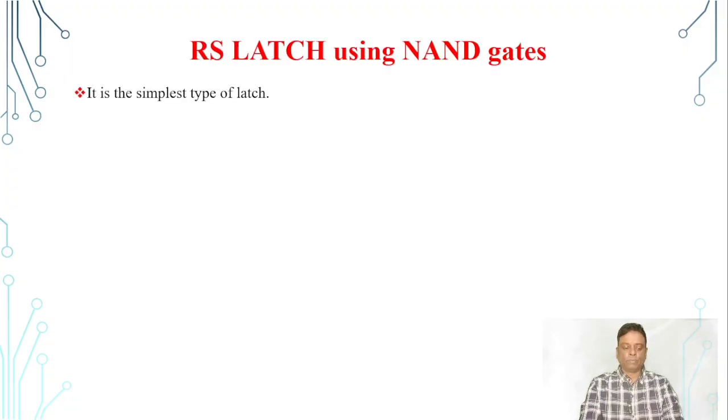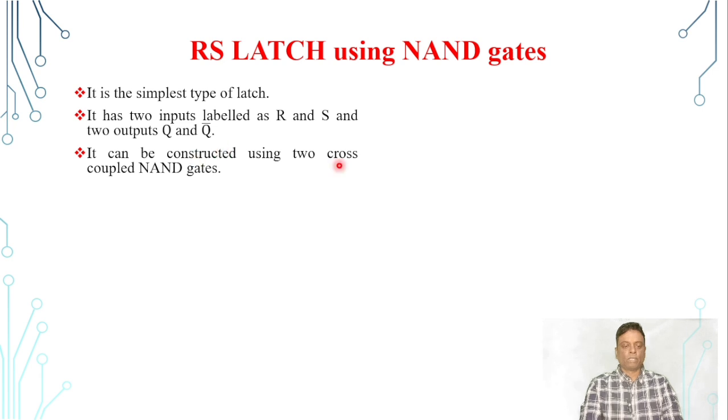The RS latch is the simplest type of latch. It has two inputs labeled R and S, where R stands for reset and S stands for set. The two outputs are Q and Q complement. For normal operation of any latch, Q and Q bar should be complement to each other. It can be constructed using two cross-coupled NAND gates.